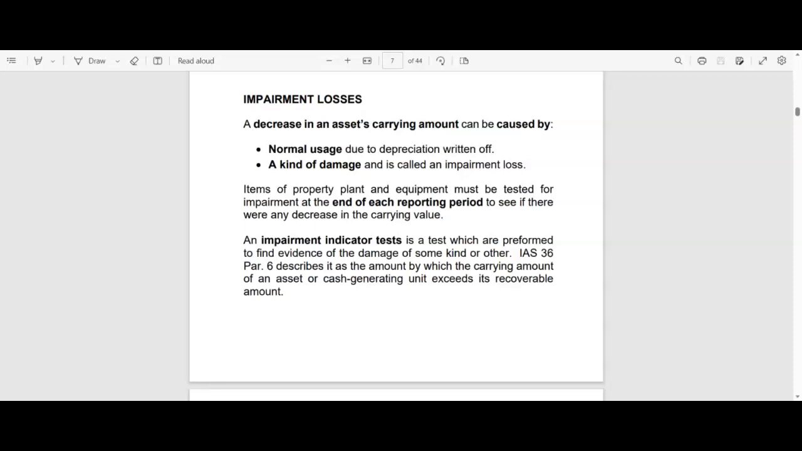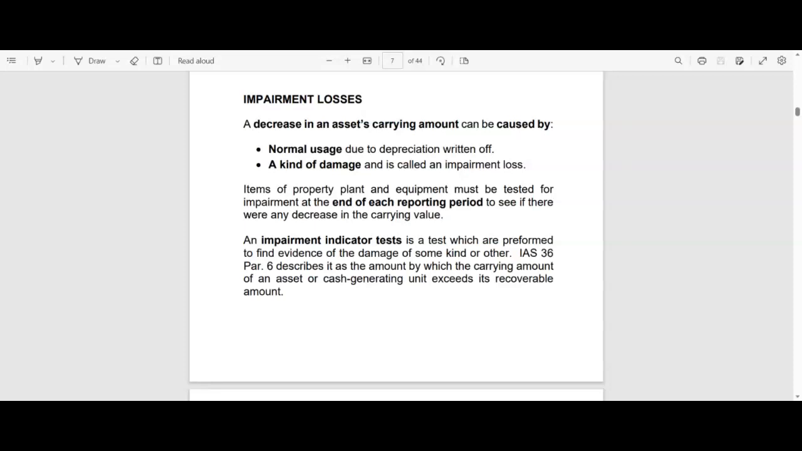So, ladies and gentlemen, what normally happens is at regular intervals, and this is really dependent on the policy of the company, at regular intervals, it could be every year, it could be every third year, it could be every 5 years, the company will do an impairment indicator test. Now, the test itself, like I said, we are going to look at in Financial Accounting 3. So do not worry about the impairment indicator test yet.